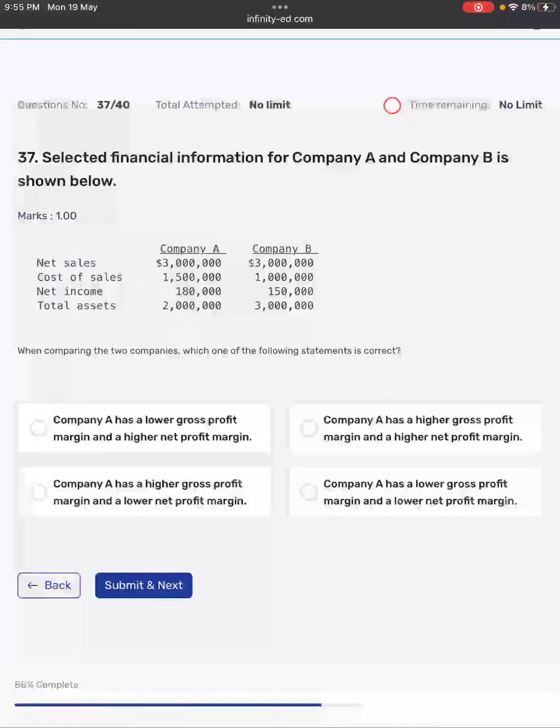Company has higher gross profit margin. Not correct. This is not correct. Company has higher gross profit. This is not correct. Company has lower profit margin and lower net profit margin. Net profit margin. Company. This was correct.